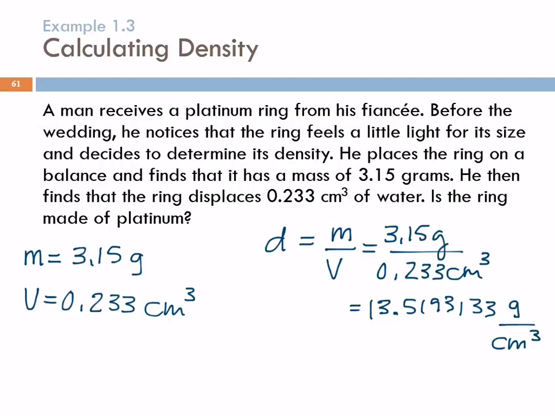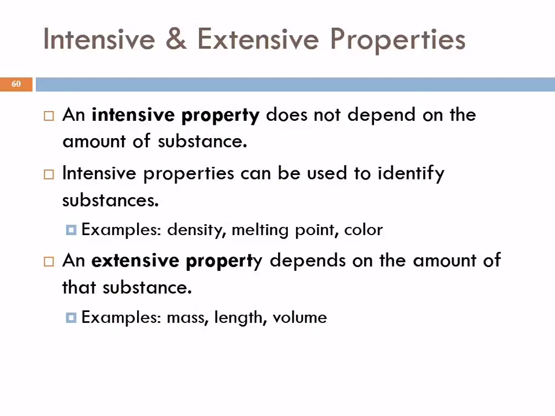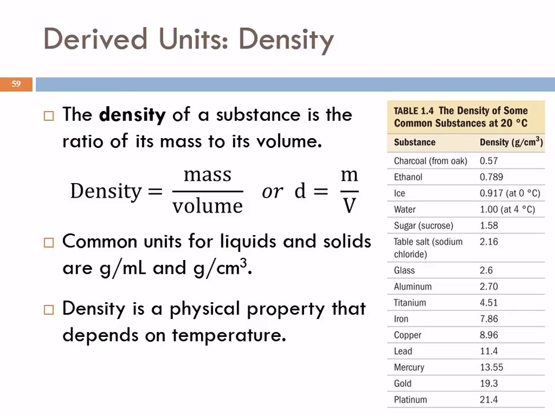Did we solve the problem? No, because the question is, is the ring platinum? We need to look at the chart. So we'll go back here. Platinum has a density of 21.4 grams per cubic centimeter. Is this platinum? No, it's not. It appears to be mercury. Could a ring be made out of mercury? Nope. Not unless you're in a really cold place, because it's like making a ring out of water, right? Mercury's a liquid at room temperature, so this is not going to work.